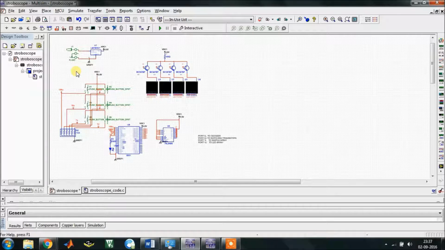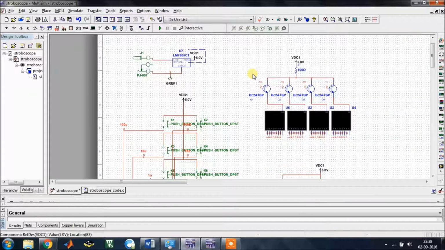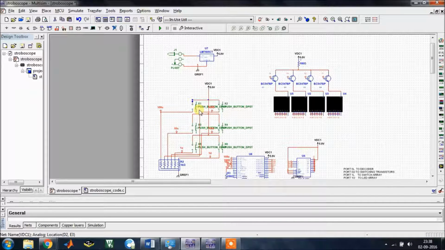Here we have the first one being a voltage source. We are using this 9 volts connector, and that is connected to the 5 volts 7805 circuit. Then we have this voltage regulator, and then the 5 volts reference, and then these push buttons over here, which are going to control all the aspects of this stroboscope.